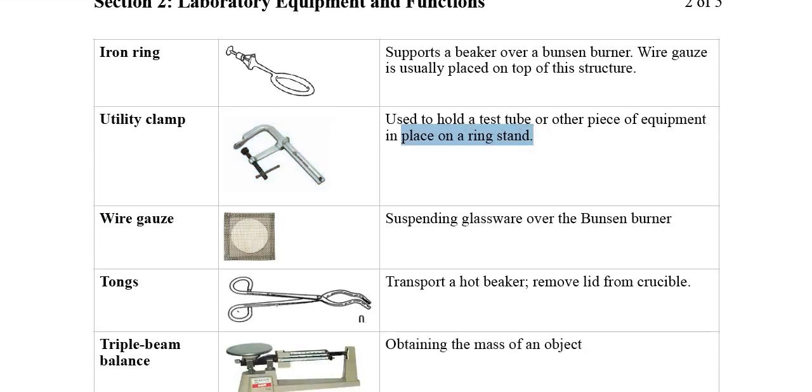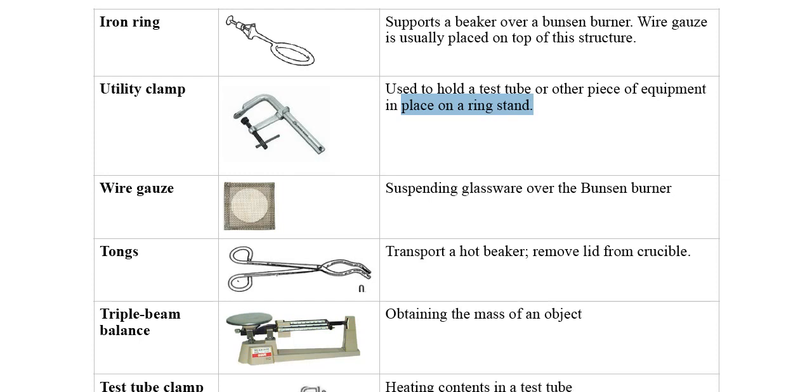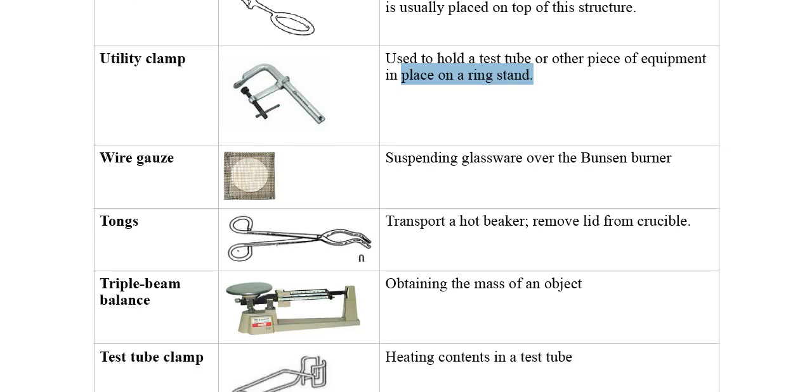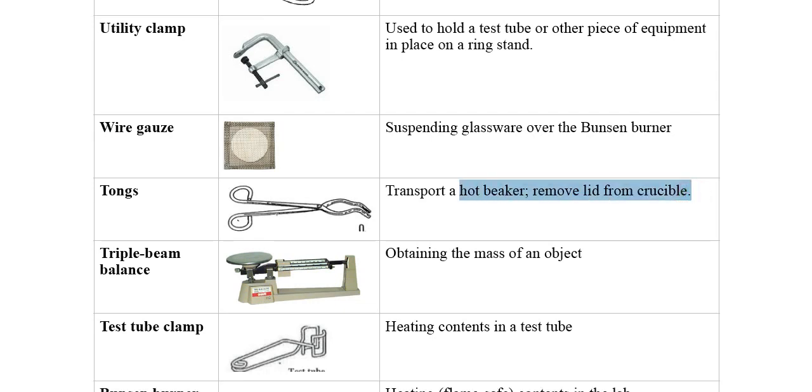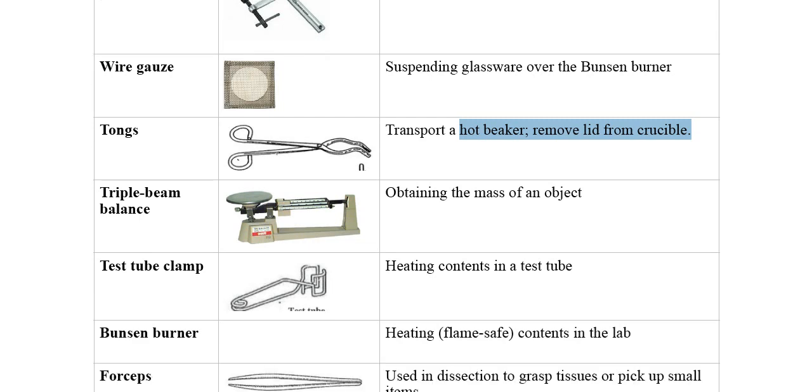Wire gauze. Suspending glassware over the benzene burner. Tongs. It's used to transport a hot beaker or remove lead from crucible. Triple beam balance. Used to obtain the mass of an object.